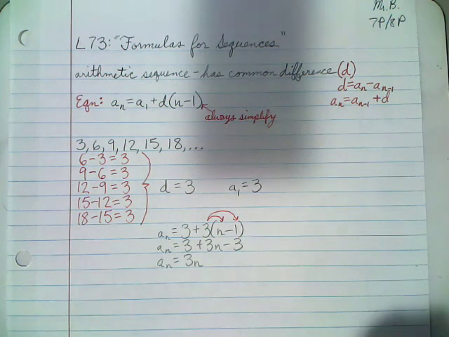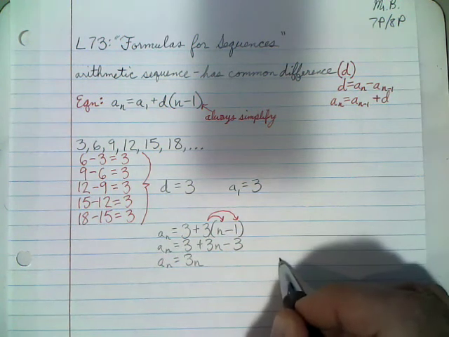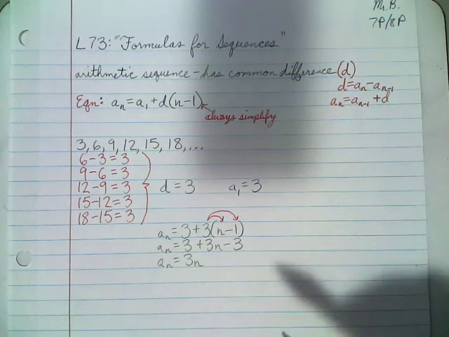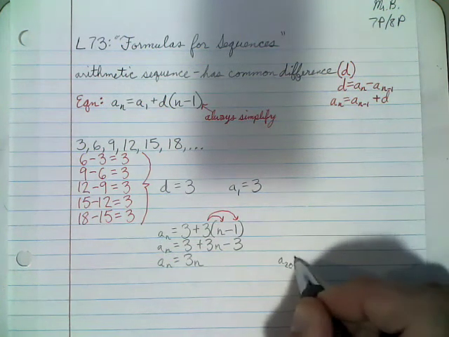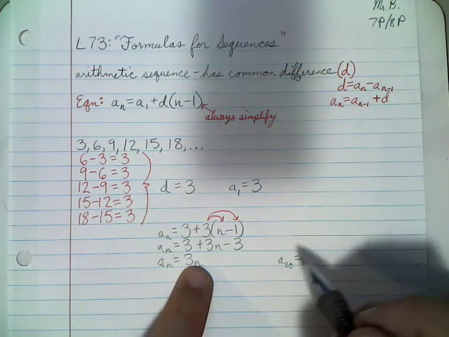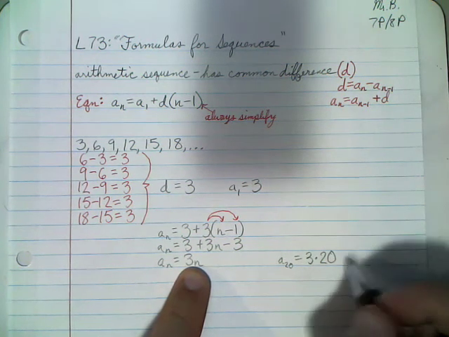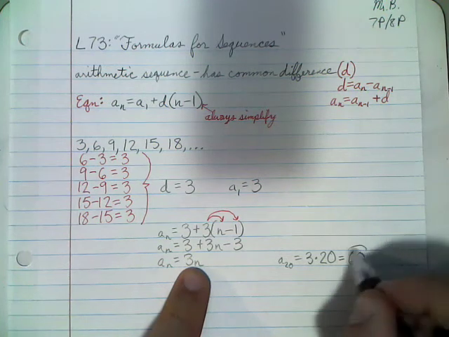So if we want to find some term, like let's say, so this is the 6th term. Let's say we want to jump all the way up to the 20th term. So then a sub 20 then, well, we just replace n with 20. So that'll equal 3 times n, 3 times 20. So the 20th term here would be 60.